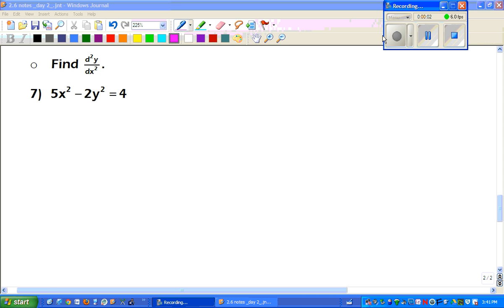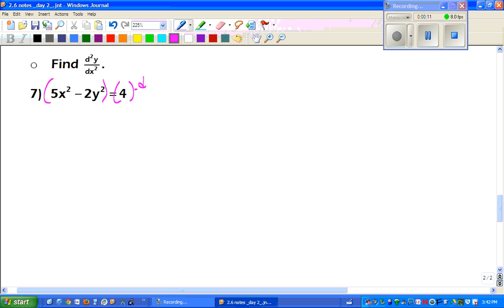Number 7, we're asked to find the second derivative of y with respect to x. So we're going to start off just taking the first derivative of both sides, like we've been doing. So take the derivative over here, we get 10x minus 4y. Since we're doing the derivative of y, we're multiplying by dy/dx equals 0. So we want to solve for dy/dx.